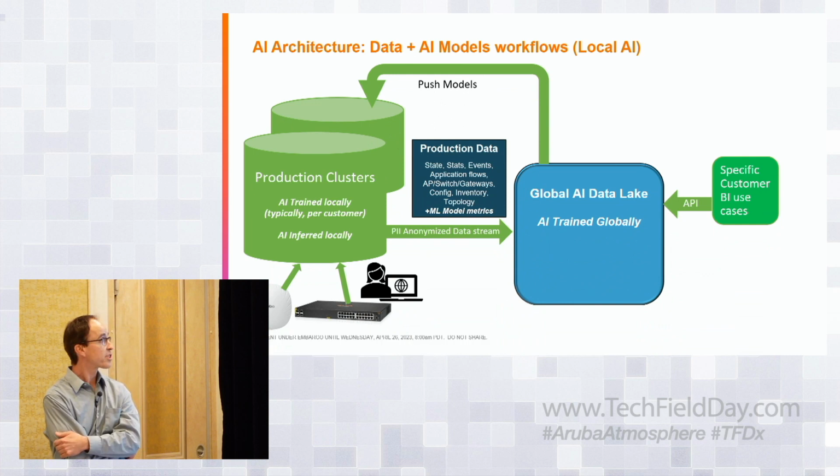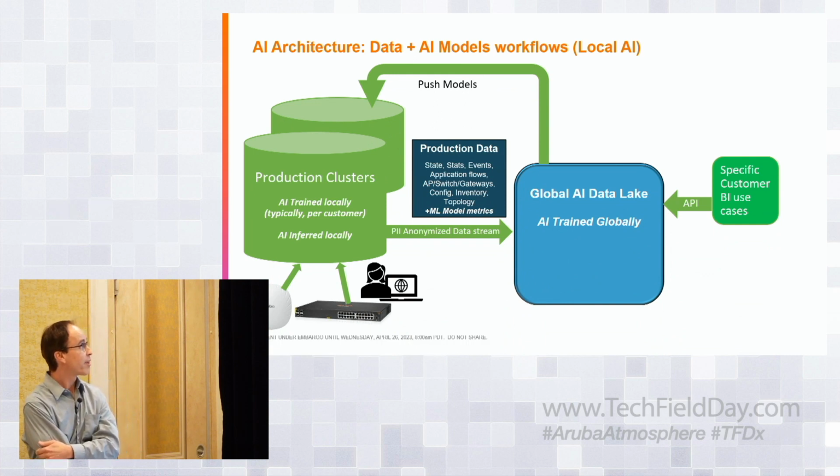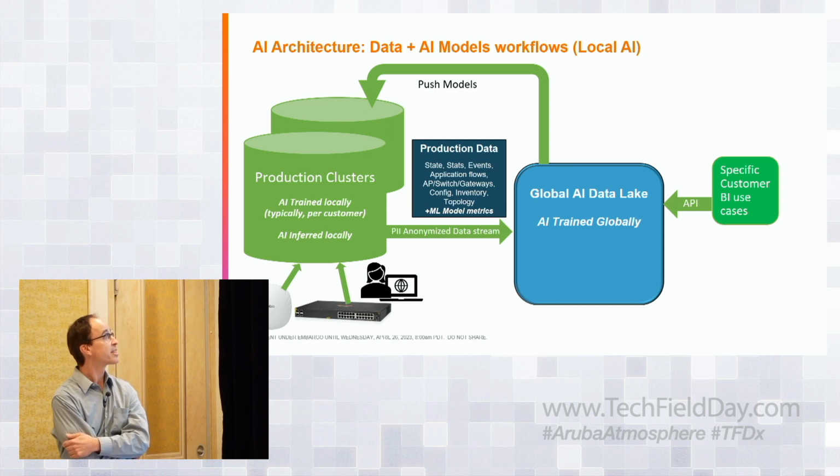So this is the first level of AI workflow, what I call local AI. Oh, actually, the top didn't change. This is the beginning of global AI. So as you can see here, the production data from each individual cluster that I showed is a PII anonymized data stream sent to this global data lake.